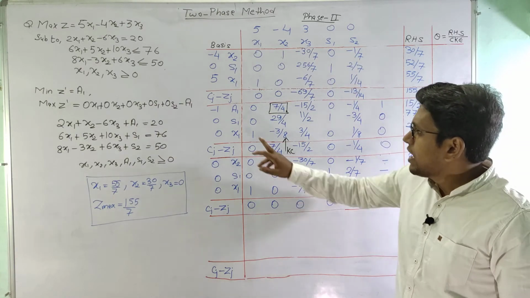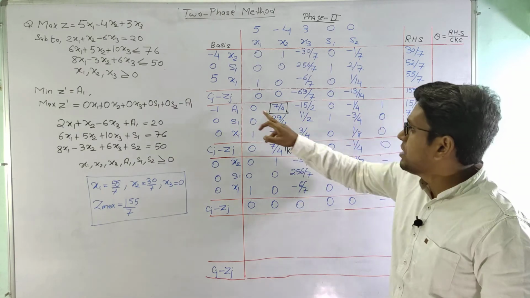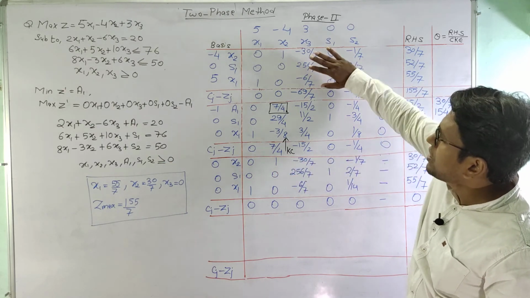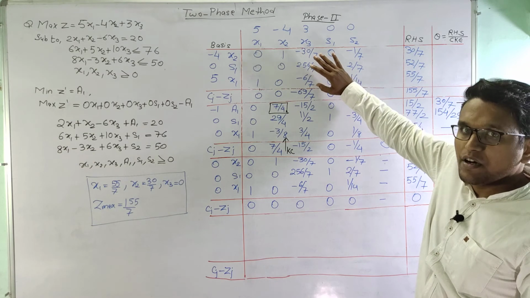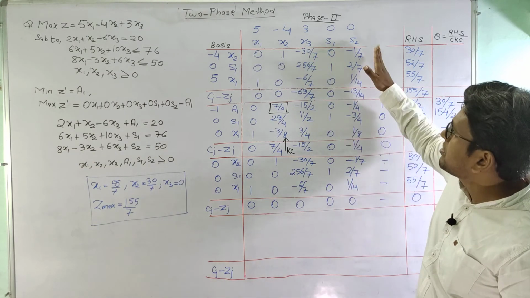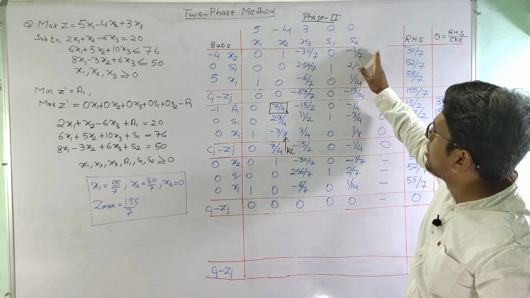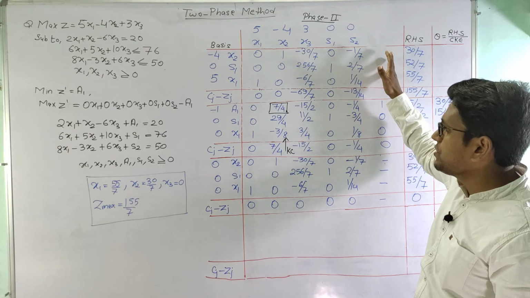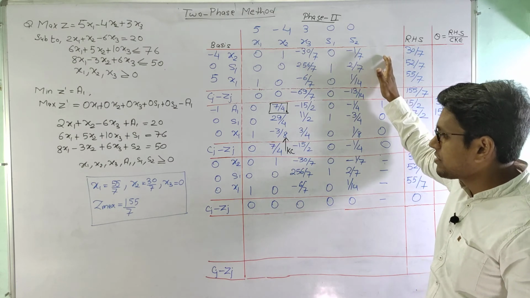As in this case, our artificial variable has been eliminated here, so we have taken this matrix and moved to phase 2, and we will take this matrix as the starting matrix or the starting solution for phase 2, and we will iterate further as we do in basic simplex.